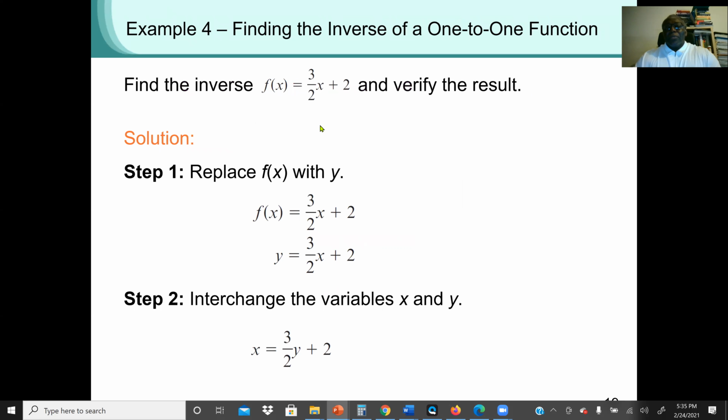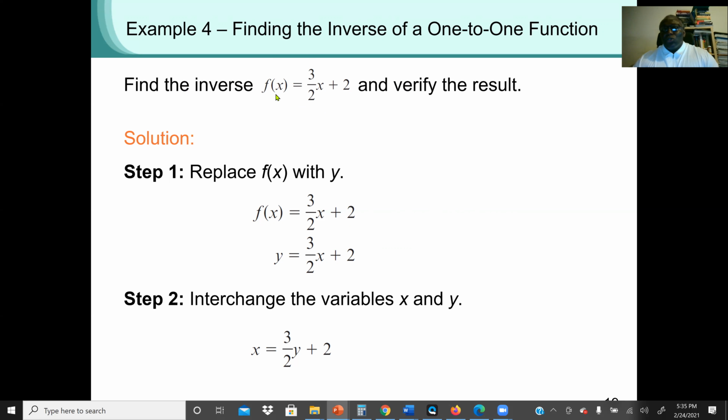So let's do it. Here we have f(x) equal to (3/2)x plus 2. We want to find the inverse of this function and verify our result also. Verifying the result means we will do what we did previously with the two properties. We find the composite of the first function and the second, and the composite of the second function and the first. If both answers give us x, then we say they are inverse. But here they give us only one function, and we should find the inverse first. Then when we have two functions, we can do the verification as we did in our previous example.